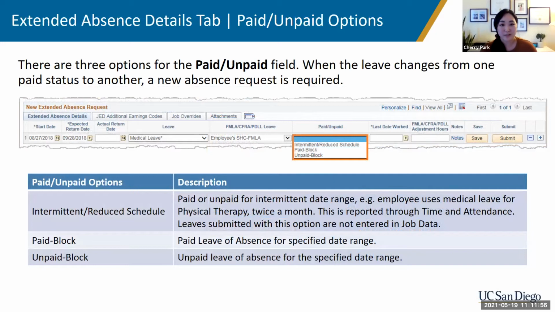Extended absence details tab, continued. Paid and unpaid options. There are 3 options for the paid and unpaid field. When the leave changes from one paid status to another, a new extended absence request is required. And here are the paid and unpaid options and the descriptions.